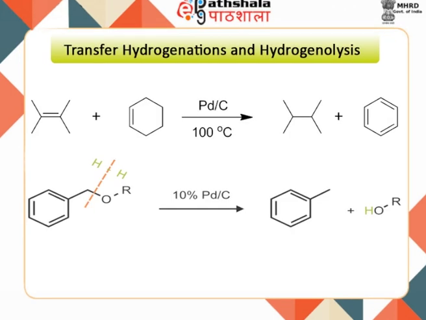Let us see what is meant by the terms transfer hydrogenation and hydrogenolysis. Most hydrogenations use gaseous hydrogen, but some involve alternative sources of hydrogen. These are termed transfer hydrogenation. For example, cyclohexene in the presence of palladium on carbon provides hydrogen to the substrate for its reduction, and itself gets converted to benzene via cyclohexa-1,3-diene as shown here.